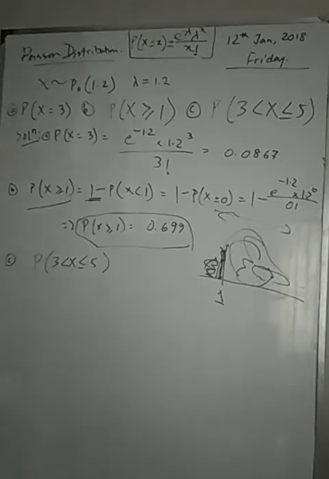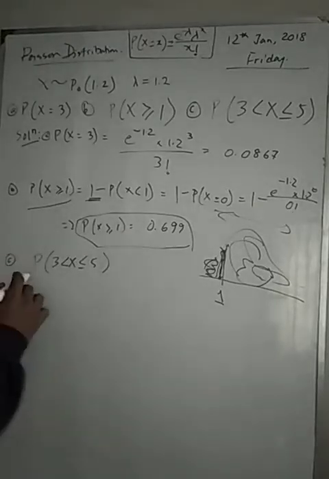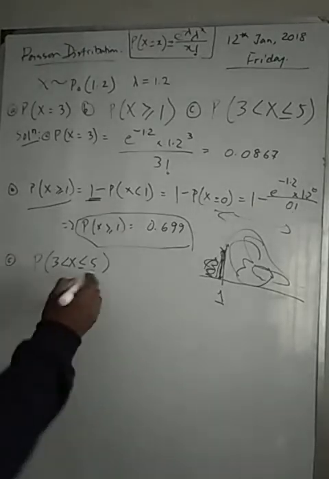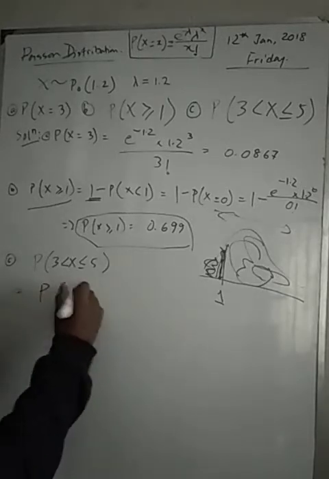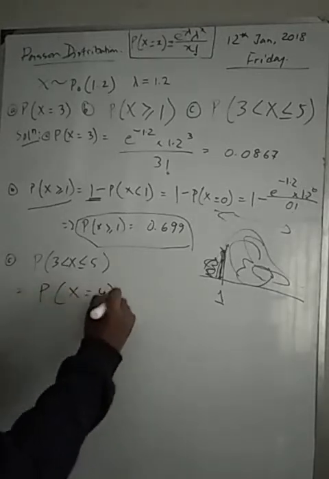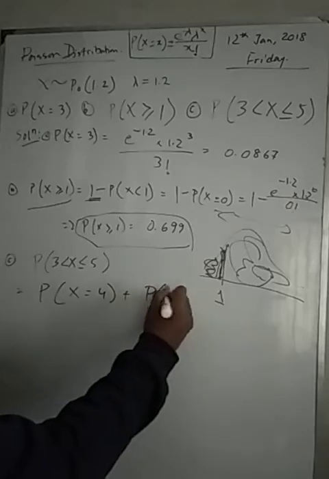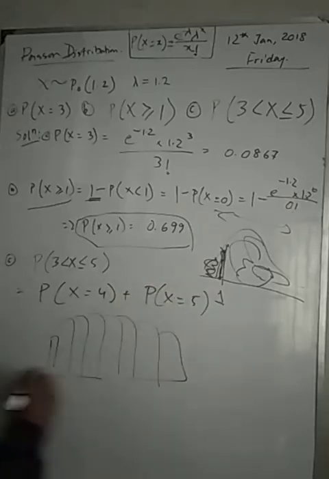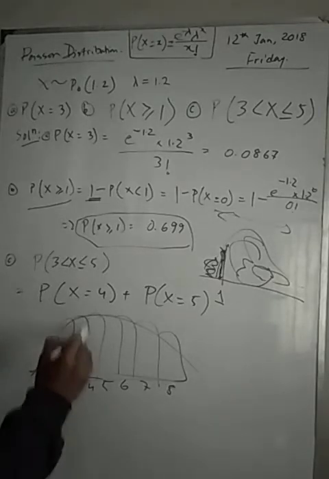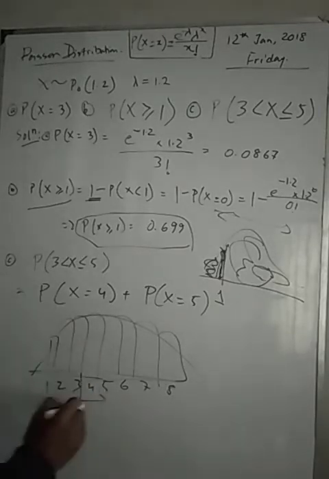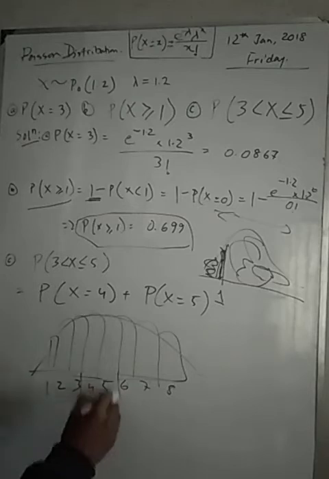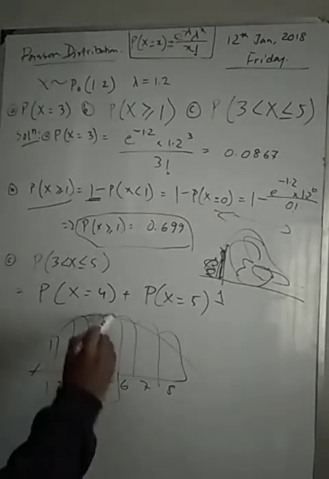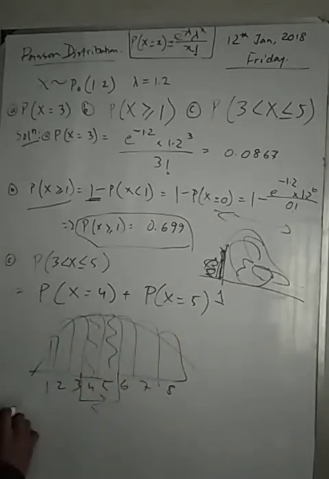Now for the last example, we have probability of X being greater than 3 and less than or equal to 5, which means probability of X equal to 4 plus probability of X equal to 5. Let's say this is our distribution curve: X being greater than 3 means X lies here, from here to less than or equal to 5, here, which means 4 and 5 only. So if we calculate the values, we end up with 0.323, which is the result.